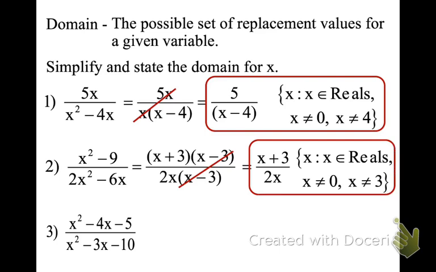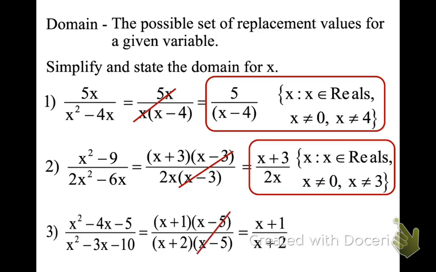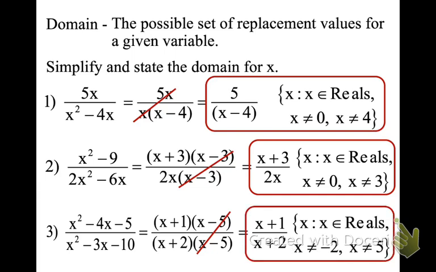Pause the recording, then try the next one on your own. Now check your work. X cannot equal -5, +5, or -2 is the domain, and my simplified fraction is x plus 2 times the quantity of x plus 2. That's the recording.